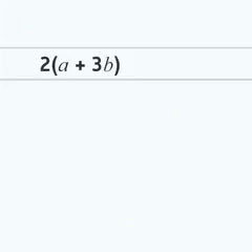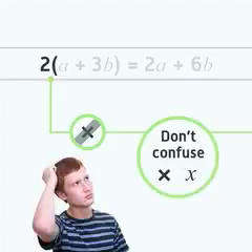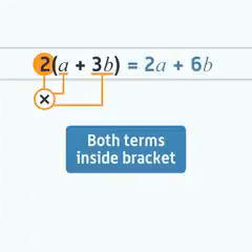For example, 2(a + 3b) = 2a + 6b. Notice there is no multiplication sign between the first 2 and the bracket. This is a convention that means you don't confuse multiplication signs and x's. The 2 outside the bracket multiplies both terms inside the bracket. Notice that 6b comes from multiplying 3b by 2.